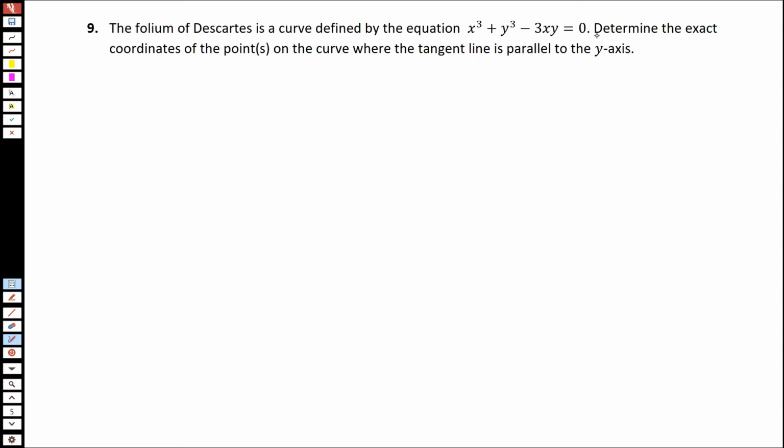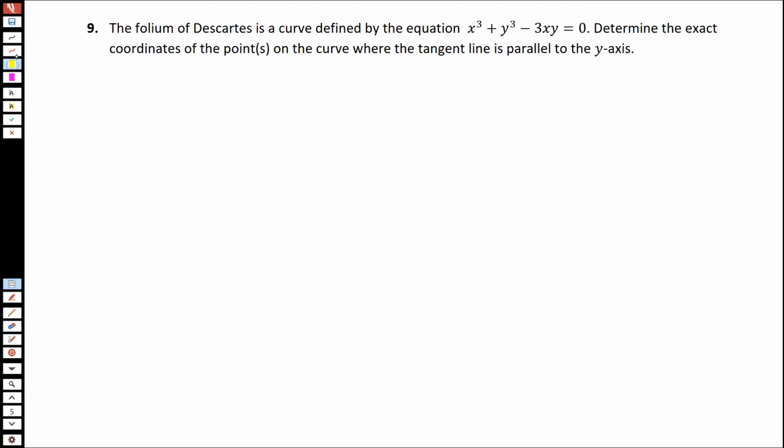In this question, we are required to determine the exact coordinates of the points on this curve where the tangent line is parallel to the y-axis. Now you can try to imagine where a tangent is parallel to the y-axis. That implies that it's vertical. And we know that for vertical lines, the gradients are undefined.